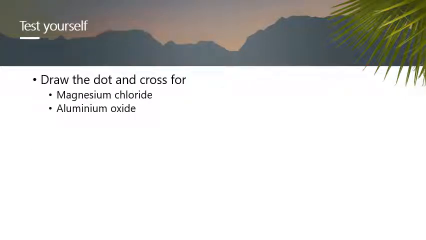Now you test yourself how to draw magnesium chloride and aluminium oxide, and we'll continue after you have finished. Pause it here and start again after you have finished.